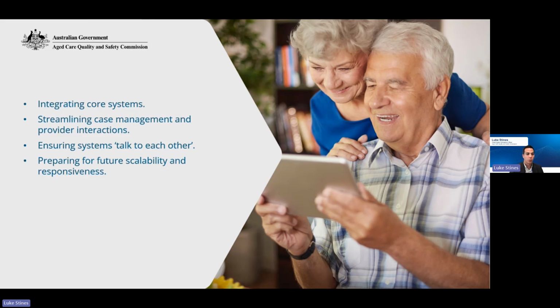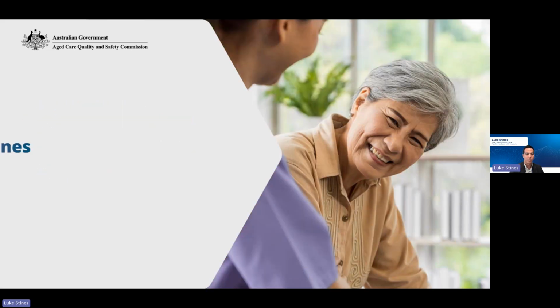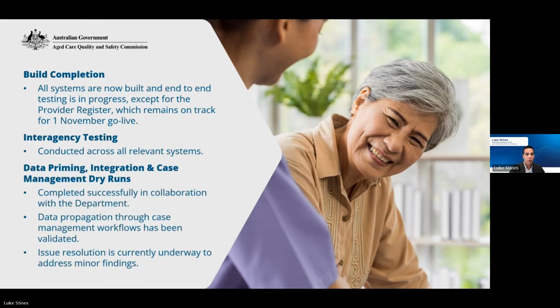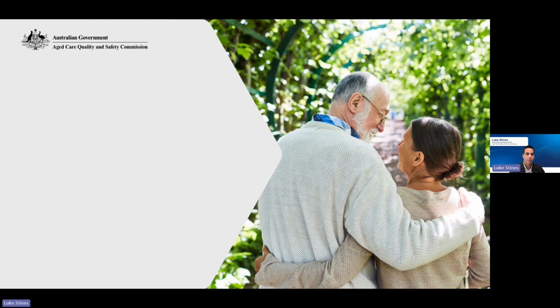And obviously, the Commission won't be downing tools on 1 November. There's a long list of improvements to continue pursuing. So let me share a quick snapshot of where we are today in our transformation ready for 1st of November. All major systems are now built and end-to-end testing is underway and well progressed. Interagency testing of all relevant systems has commenced to ensure that they work together seamlessly. We've already completed successful dry runs of data priming, integration and case management in collaboration with the department.